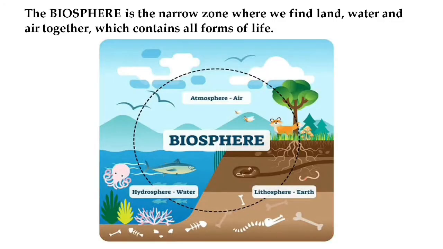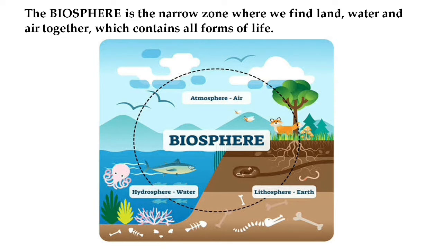Now, when all these three components are combined, we get biosphere. Biosphere is nothing but the combination of land, water, and air. It contains all forms of life, that means all the living organisms that are present on planet Earth.